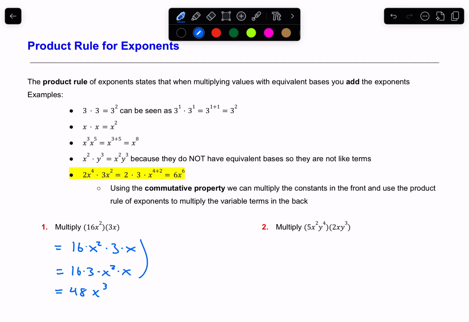So in number 2, when we multiply 5x squared y to the 4 times 2xy cubed, 5 times 2 is 10. x squared times x is x to the power 3 because 2 plus 1. And y to the 4th times y cubed is y to the 7 because 4 plus 3. So we can always just skip straight to that by realizing that we're going to combine the x's, combine the y's, and combine the numbers. And the commutative property, again, is what allows us to do that.